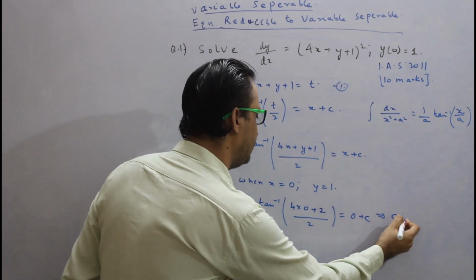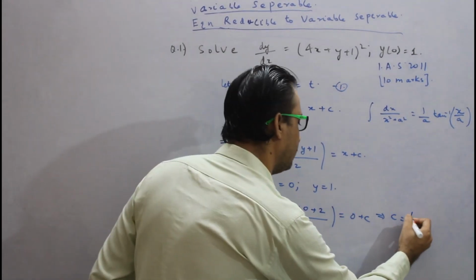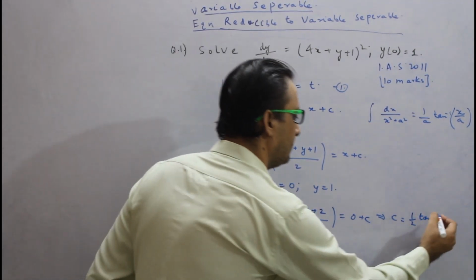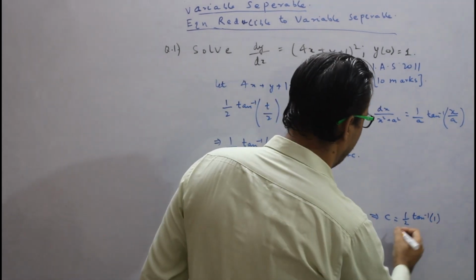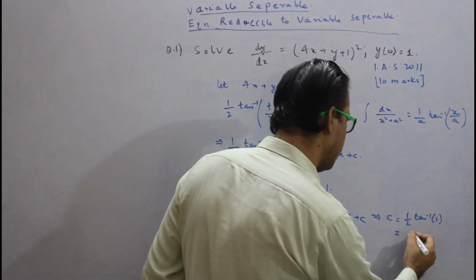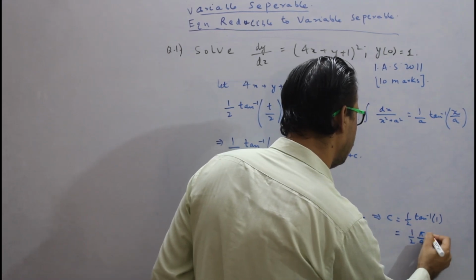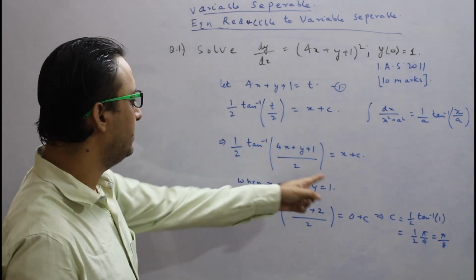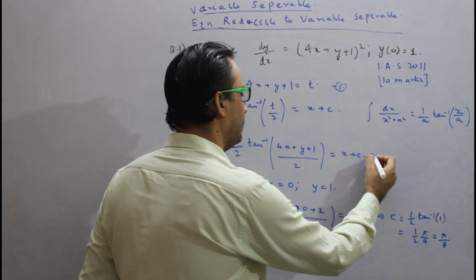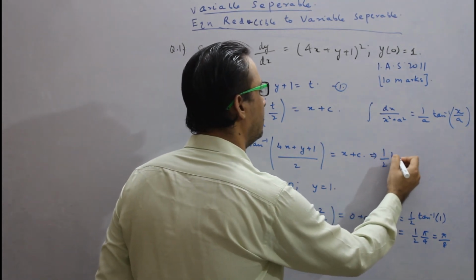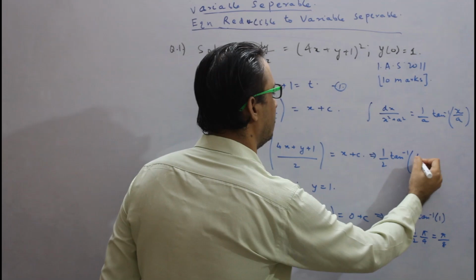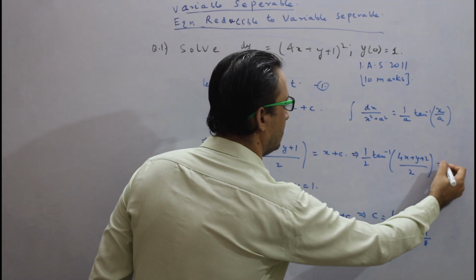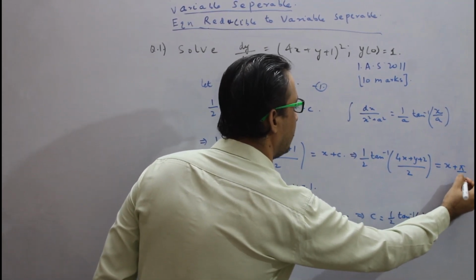So we get our c as half times tan inverse of 2 by 2, that is 1. So we know that the value of tan inverse 1 is pi by 4. So we got our value of c as pi by 8. So we can write over here the solution as half of tan inverse of 4x plus y plus 1 divided by 2 is equal to x plus pi by 8.